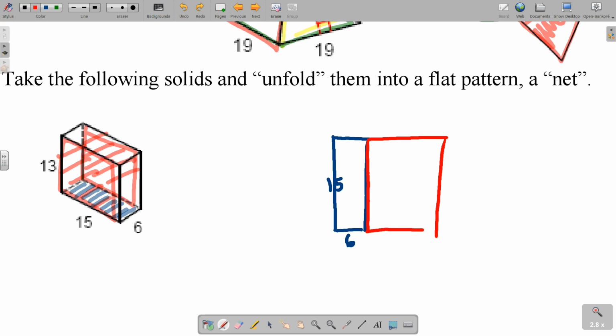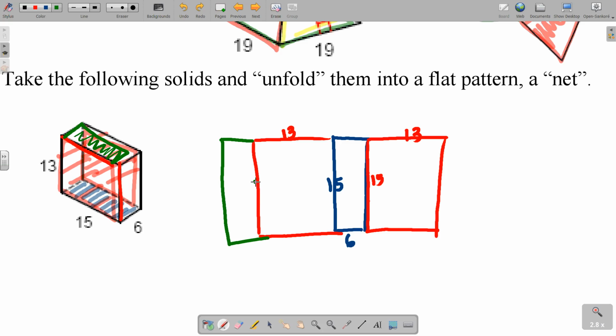You want to bring your numbers over. So this is still 15, and then that edge right there is 13. Now I'm going to take this one on top and add it right there. Of course, that's still 15, and that edge is 6. Then I have the two additional yellows right here.